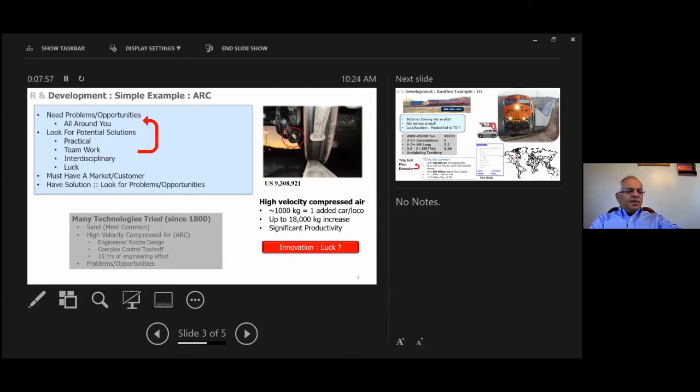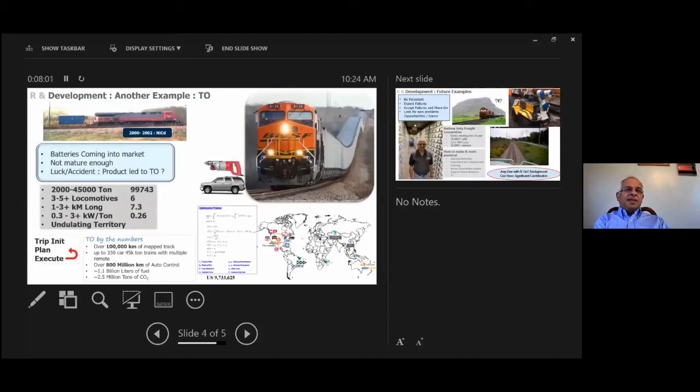Next, I want to talk about another example. This is a complex problem and a complex solution. And this problem will be there for a long time to come. And therefore, lots of opportunities there too. Around maybe beginning of 2000, the batteries became more and more feasible, like NiCad batteries, nickel metal hydride batteries, lithium ion batteries. They all started coming around. Practical batteries started coming around 2000.